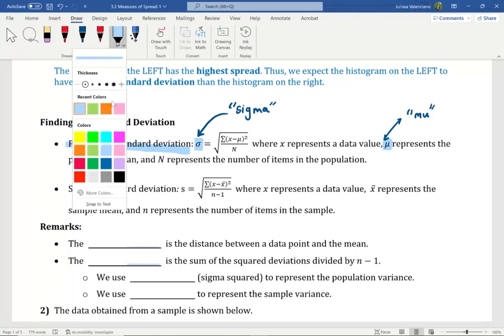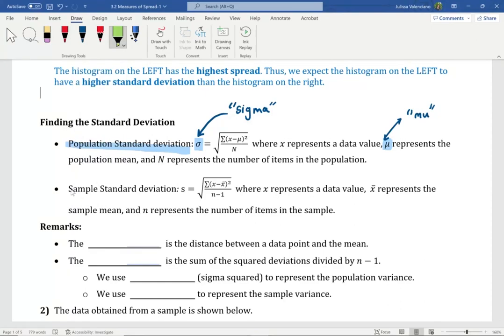Now, we are going to compute the standard deviation for the sample. We use s to denote the standard deviation for the sample.